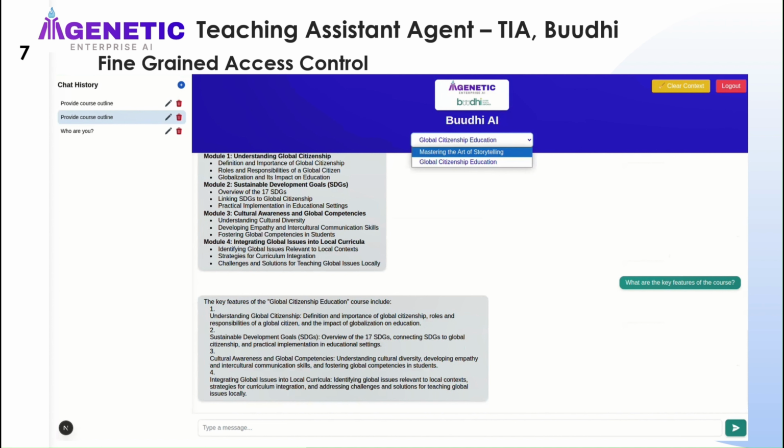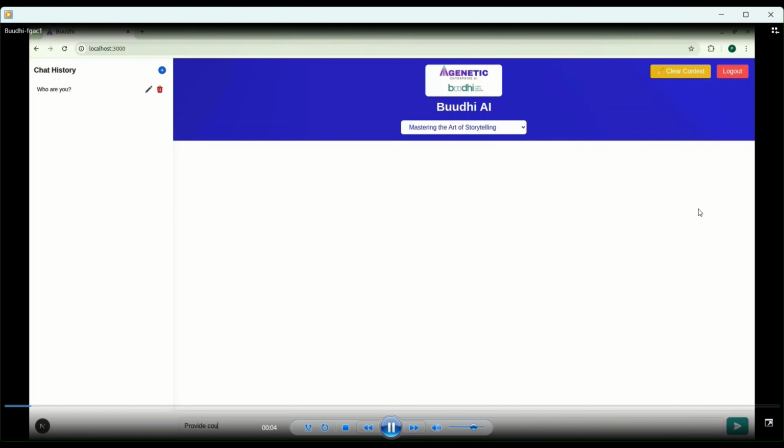And at any point of time, he can switch from one course to another, given that he is authorized for that course. Very easily and very seamlessly, the context changes. This is what we are here to showcase today. So let's start with the demo.